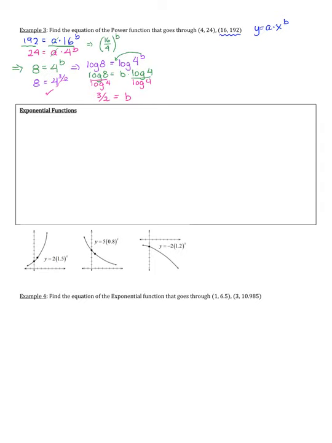I can plug it into either equation. Now I'm going to use my smaller numbers. So 24 equals a times 4 to the 3/2, which we now know is 8. So 24 equals a times 8, so a is going to be 3, and we put it all together: y equals 3 times x to the 3/2. All right, that was fun. I forgot I got to do logs. That's what happens when you're a math teacher.